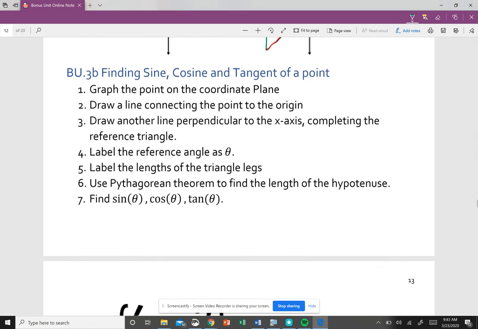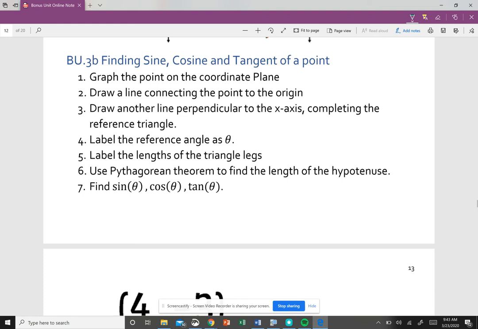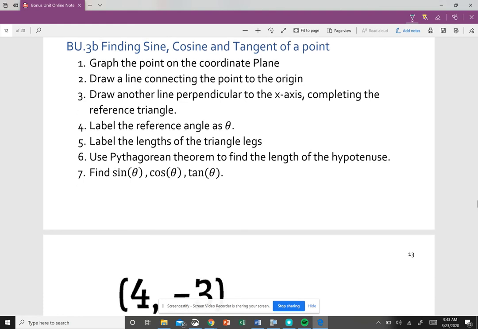All right. So right here, your goal is to graph the point on the coordinate plane, draw a line connecting the point to the origin, draw another line perpendicular to the x-axis. So like if this was my point, so that was step 1. Then step 2, we draw this line. Step 3, we draw this line. And we're going to label this as theta.